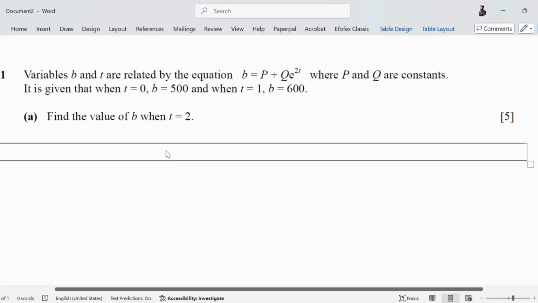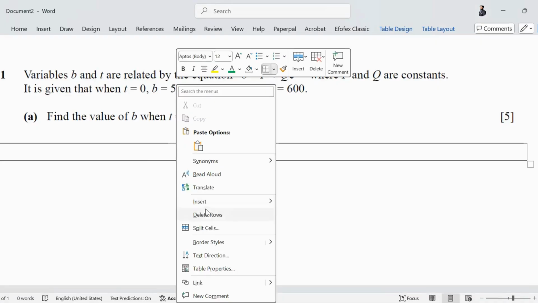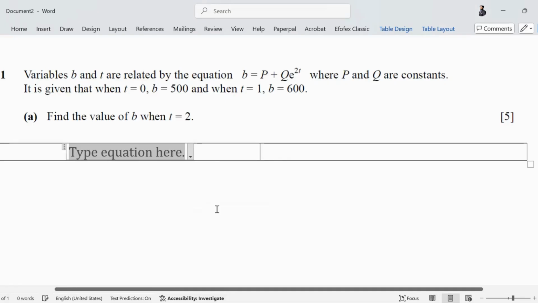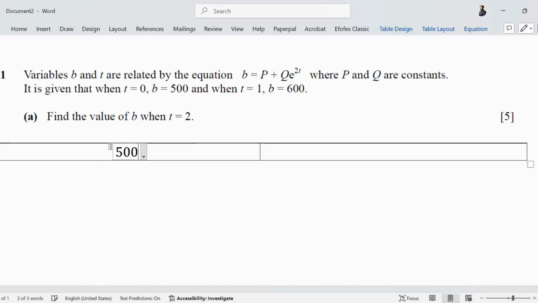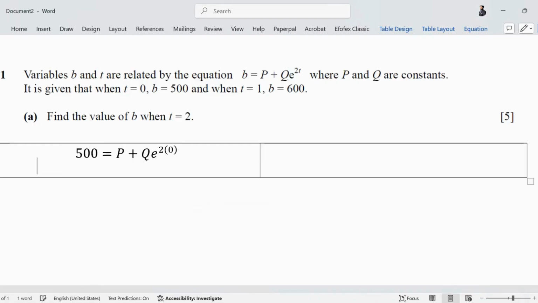Variables b and t are related by the equation b is equal to p plus q e to the power 2t, where p and q are constants. It is given that t is 0 when b is 500. Okay, so if t is 0, b is 500, which is equal to p plus q e to the power 2 into 0. That's right. So e to the power 0 is 1, and 500 is p plus q.